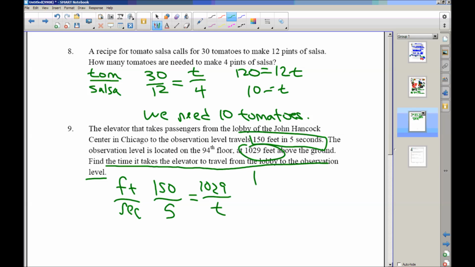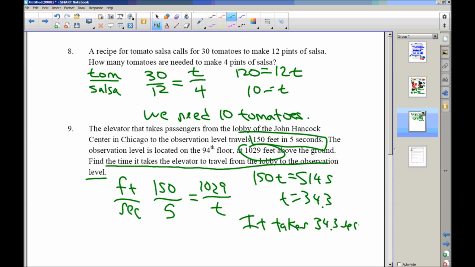So cross multiply, I get 150t equals 5 times 1029, which is 5,145. And then I divide both sides by 150. This gives me 34.3. So 34.3 is the time it's going to take me. So it takes 34.3 seconds. That's a long elevator ride. Okay? Now notice we ignored the 94th floor because this was not really part of the problem. It was just an extra number in there to see if you could confuse yourself and use it. Okay, so be careful on the problems in class next time.